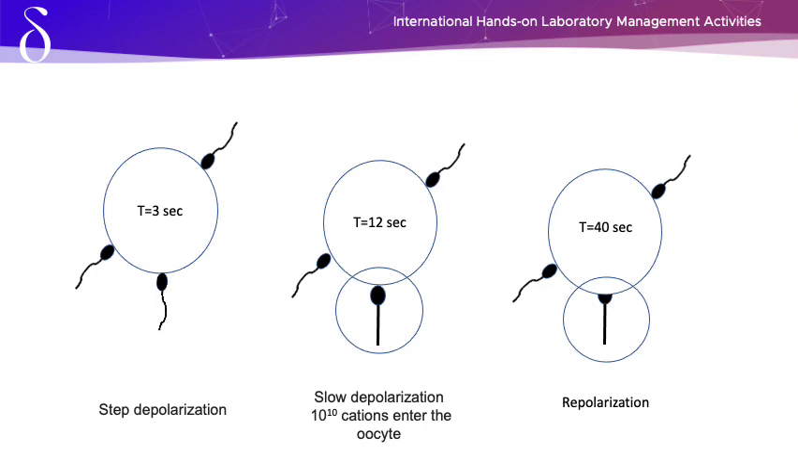About 12 seconds later, that sperm stiffens, the tail stiffens, and we know from other recordings, electrophysiological recordings, that at that moment there's a depolarization of the oocyte plasma membrane, and about 10 to the 10 cations enter the oocyte, and they're highly concentrated under the plasma membrane. A bit later, after 40 seconds, there's a repolarization. The successful sperm starts to be drawn into the oocyte.